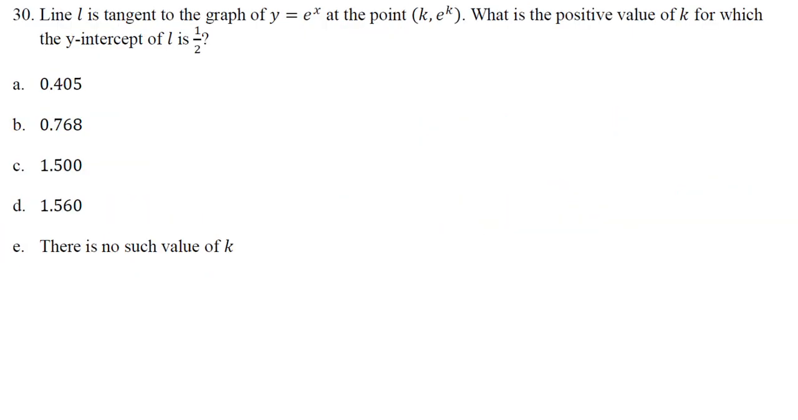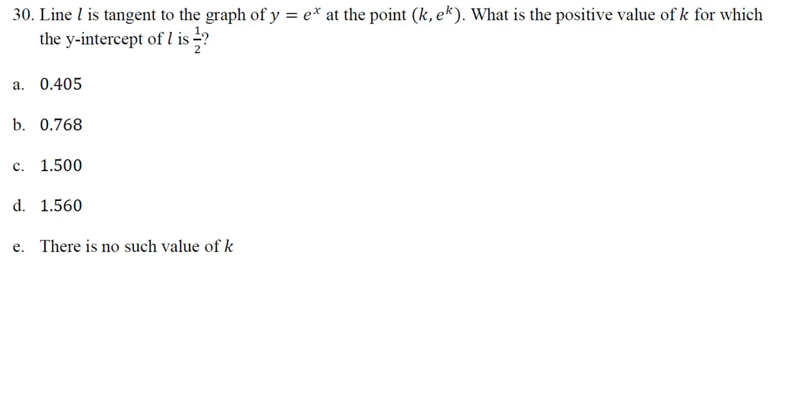All right, for our next one here, we're looking at line L. Line L is tangent to y equals e to the x at the point k, comma, e to the k. And we want to know the positive value of k when the y-intercept of L is 1/2. We have a lot going on here.